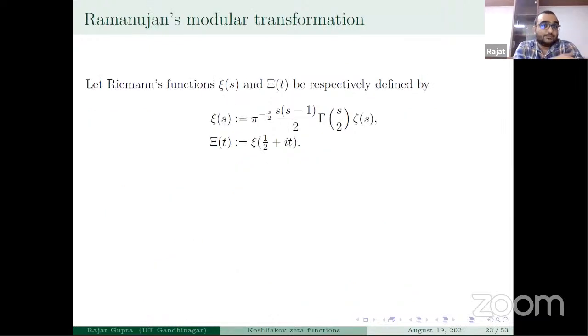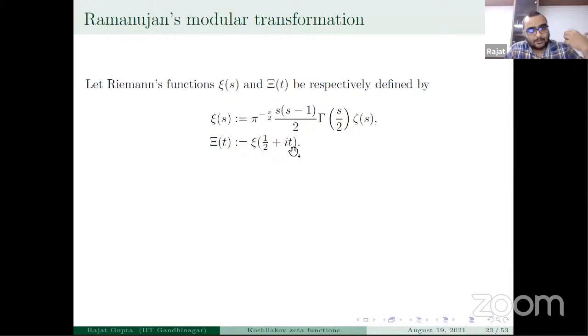Now, let's discuss the modular relation which was given by Ramanujan. Before stating the modular relation, let me first define two Riemann functions, the Riemann psi and Riemann xi functions. The Riemann psi function is defined by pi^(-s/2) times (s minus 1) upon 2, gamma(s/2) and zeta(s). You can see this is a multiple of (s minus half) upon 2 of the left-hand side of the functional equation of the Riemann zeta function, whereas the Riemann xi function is defined by Riemann psi at half plus it.